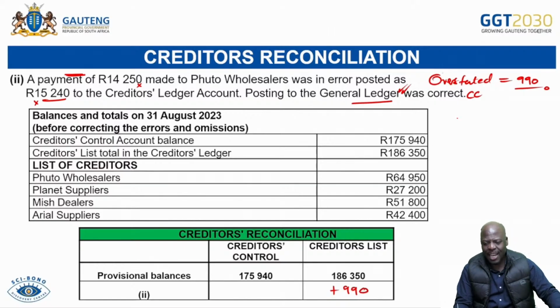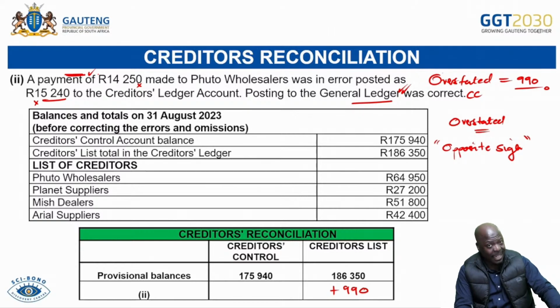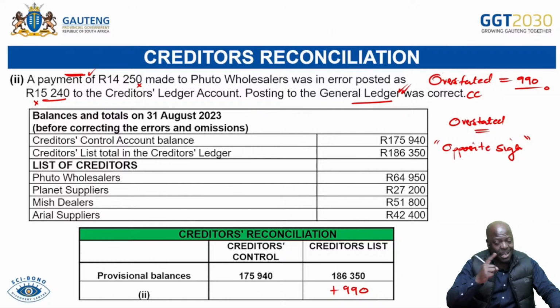The other way to say it is, if an amount is overstated, you correct it by putting the opposite sign. The sign that we had here was a minus 14,250, a minus. And then we overstated that minus. So to correct that overstated minus, you're going to go and put the opposite sign, which is a plus. So it becomes plus 990.